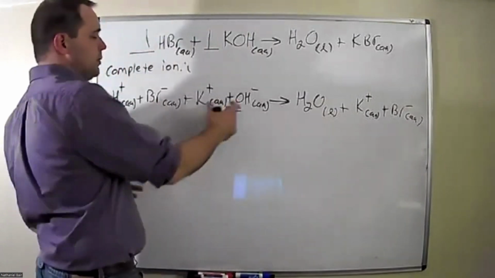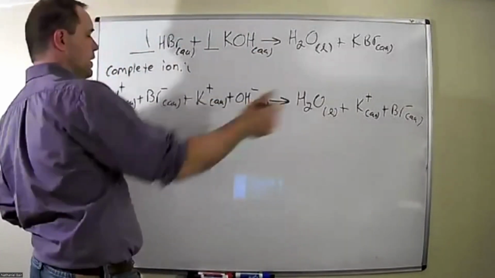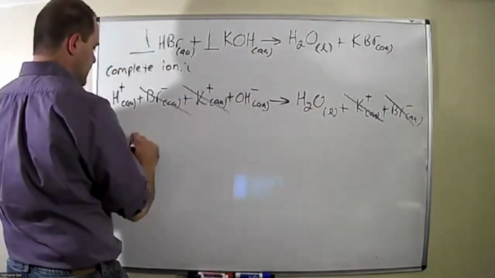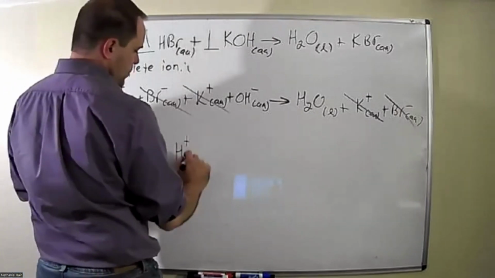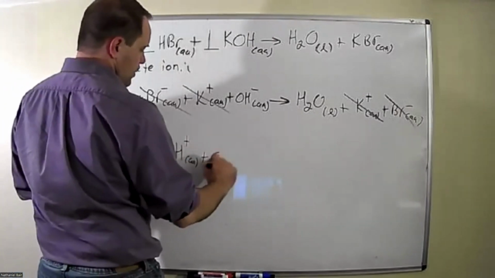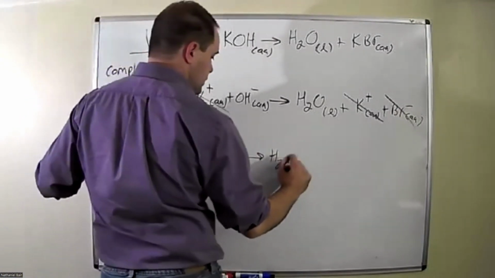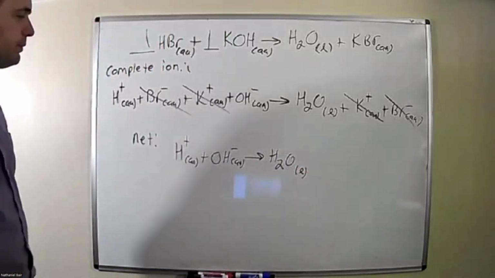And since the potassium and bromide were dissolved in ions on the reactant side and they're dissolved in ions on the product side, they're going to cancel out. And you can see we get the exact same net ionic equation we had before. H+ (aq) plus OH− (aq) goes to H2O (l). And there we have it.